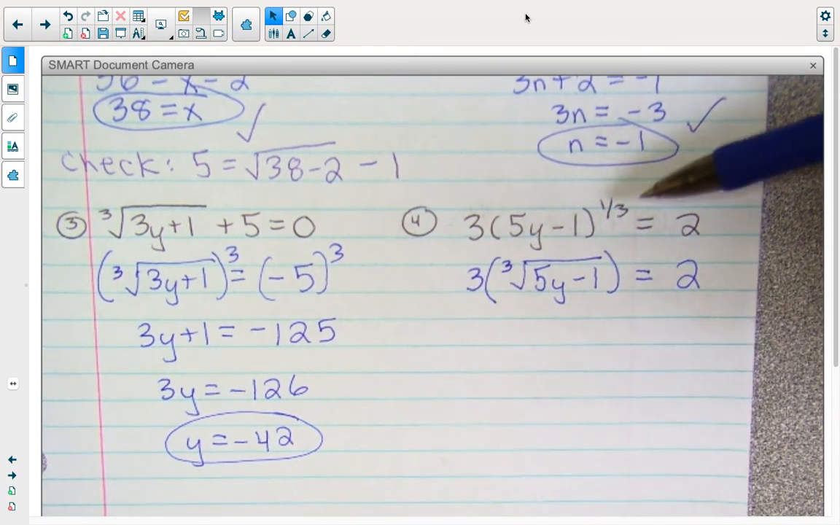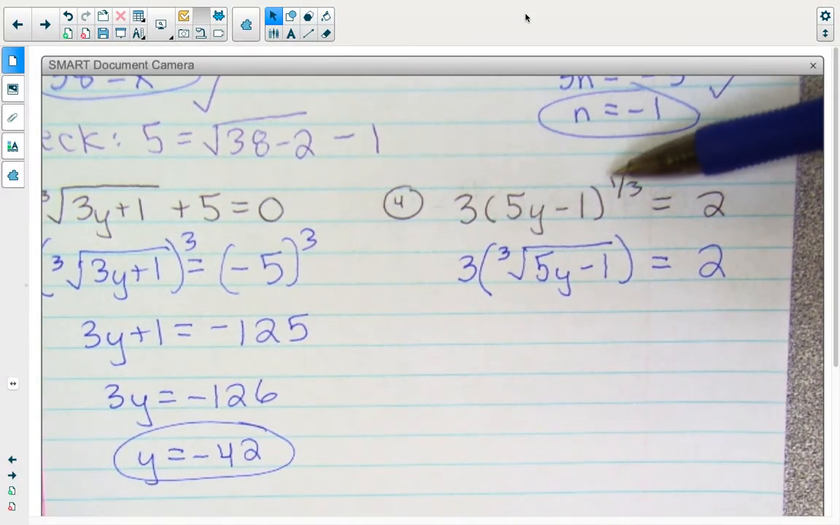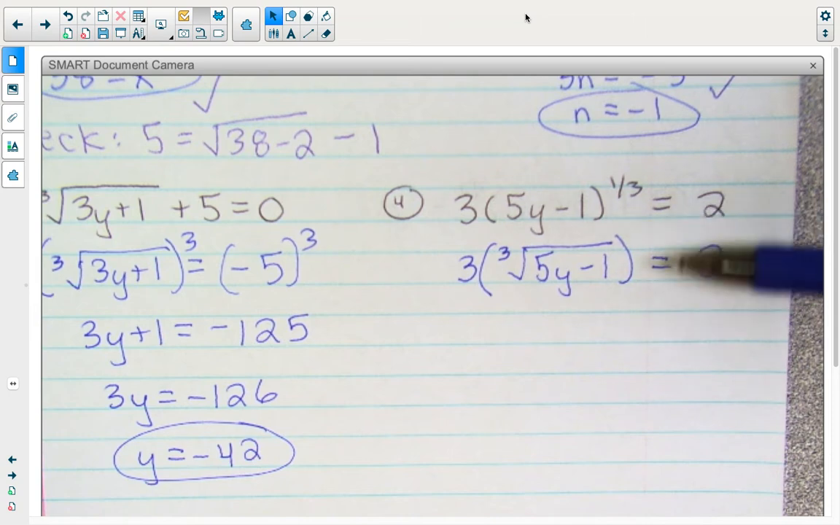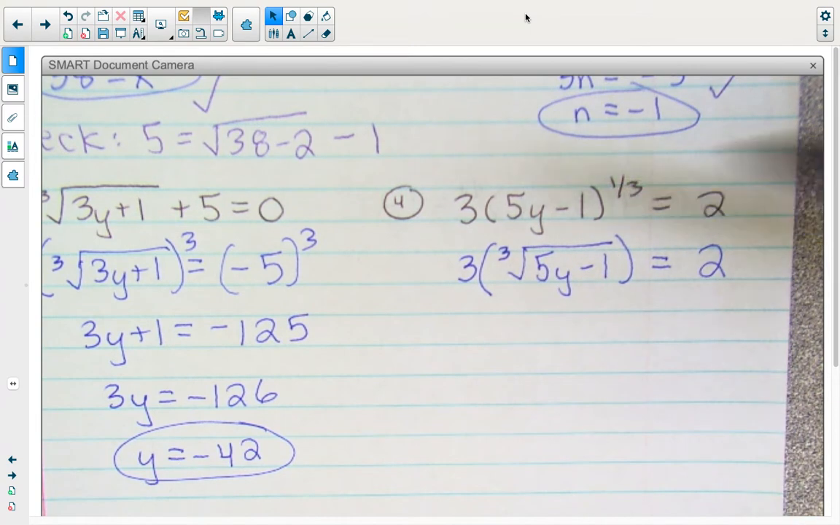So what I did, I took it out of a fractional exponent and wrote it as a radical. So I want you to get comfortable seeing things in different ways, but knowing that they mean the same thing. So this is to the 1/3 power, and as a fractional exponent, I can write it out like this. Regardless, I can go through and solve my equations just like I did the other ones.